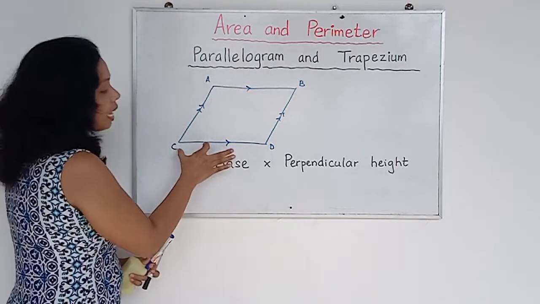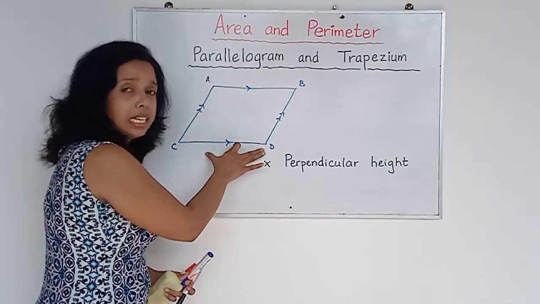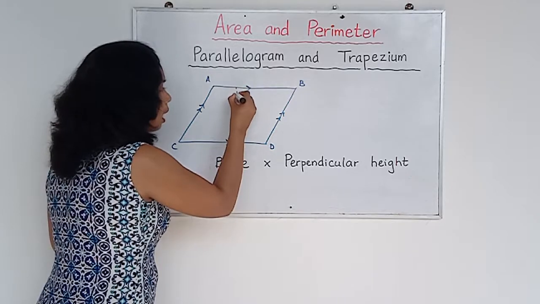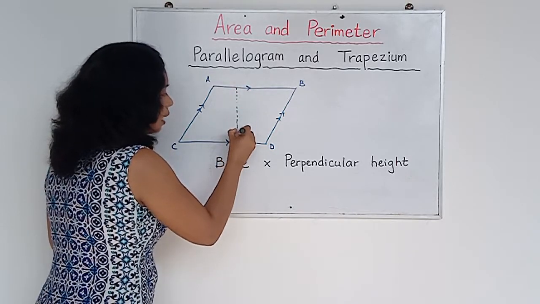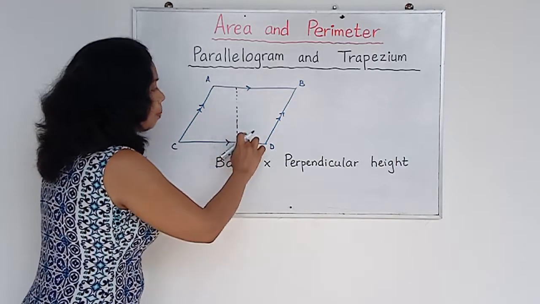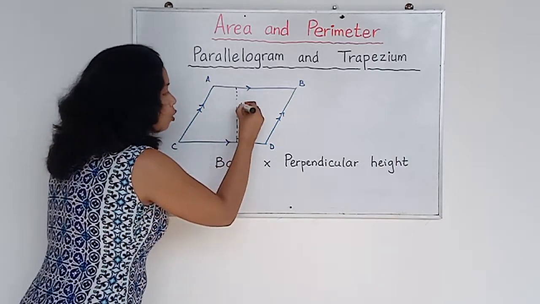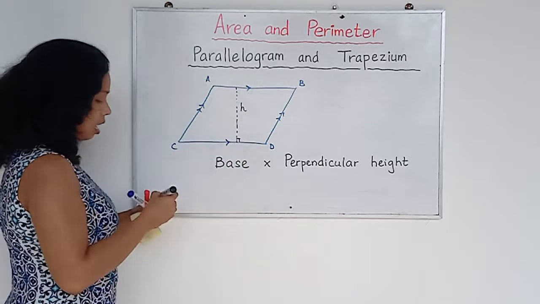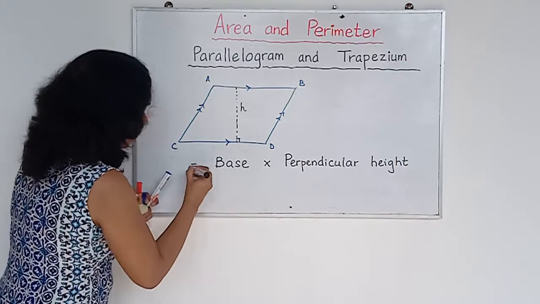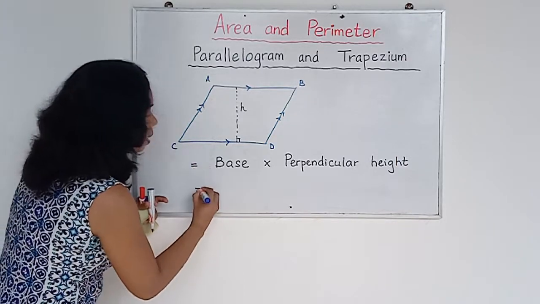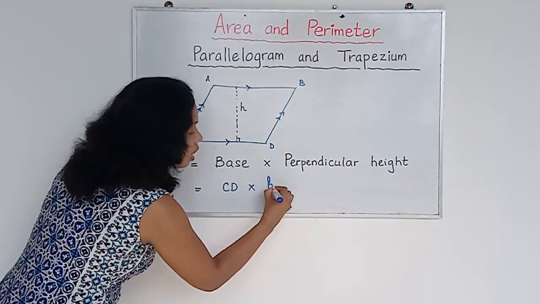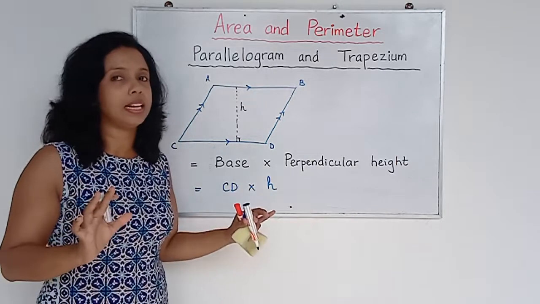Right. So let's say I am going to select this CD as my base. Then the perpendicular height, yes, it's like this. I can see this right angle here. So this is the perpendicular height. Let's say I am going to name it as H. And how do you find the area? It is base, it is CD times H. That is how you find the area of this parallelogram.